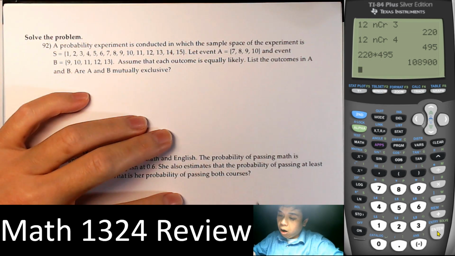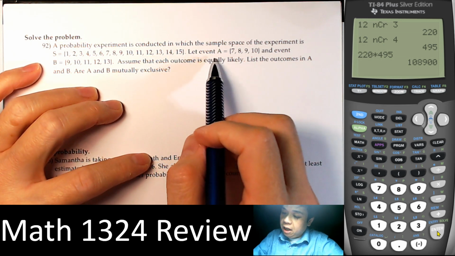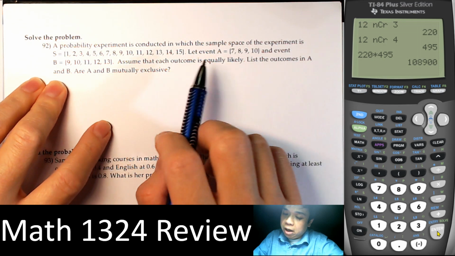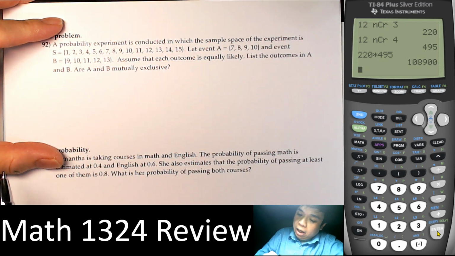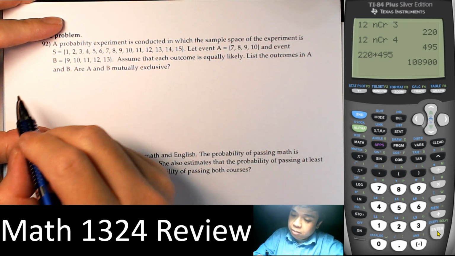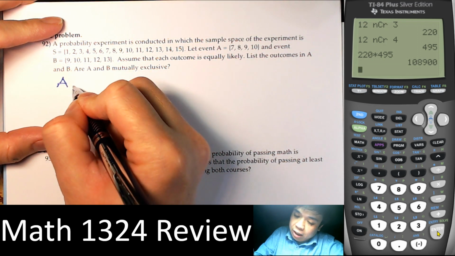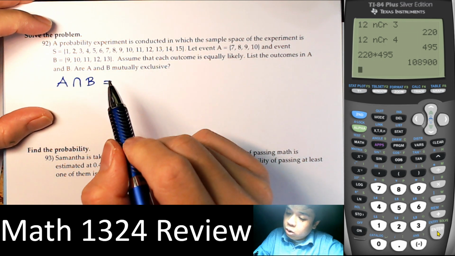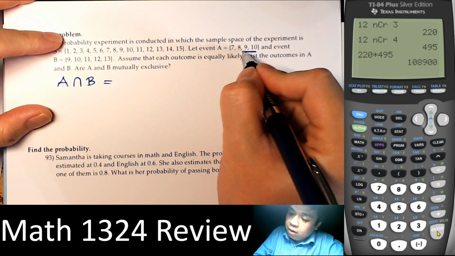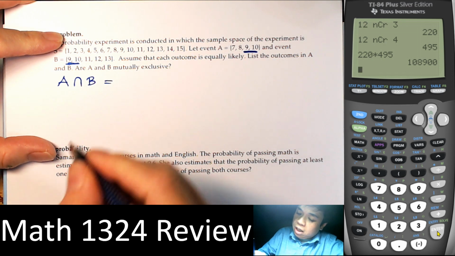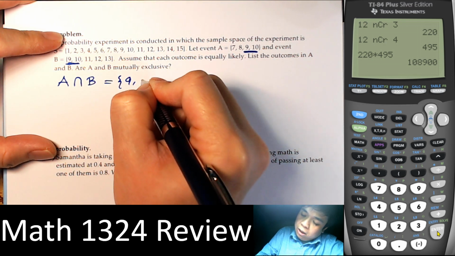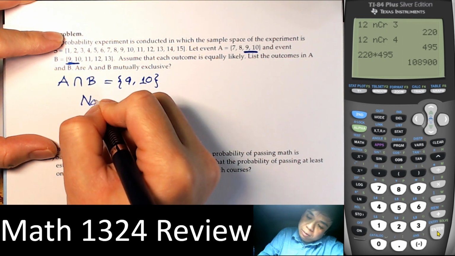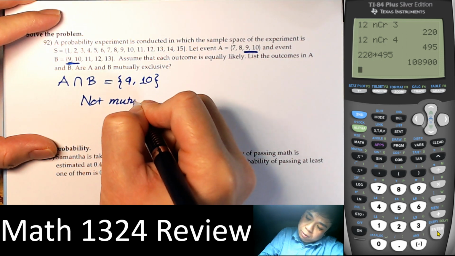Probability is conducted with a sample space, and we have A and B. Assume the outcomes are equally likely. List the outcomes of A and B. Are they mutually exclusive? So we write A and B. It looks like they have 9 and 10 in common. And if they have something in common, then they're not mutually exclusive.